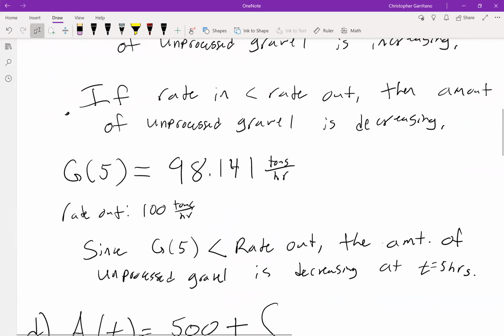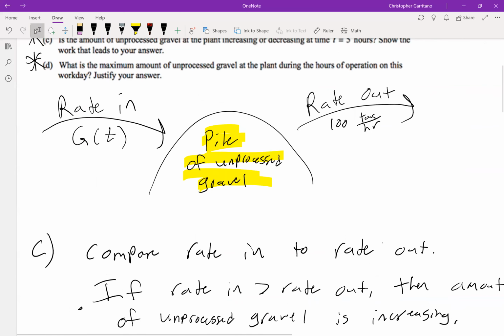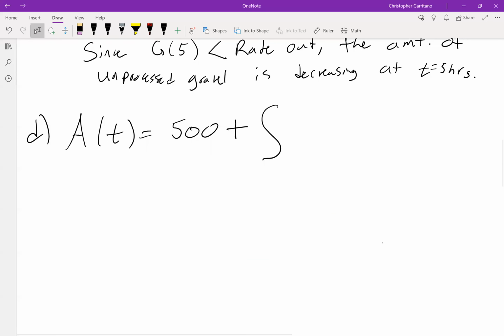So if I have the rate of gravel coming in and I integrate that rate from t equals 0 to t equals some other time t, this gives me the net change in gravel incoming from t equals 0 to t equals t, right? And so if there was, let's ignore the rate out for a moment, if there was just gravel incoming during this time period, we would have a starting amount of 500 tons. And then this integral would give me the net change of gravel brought in.